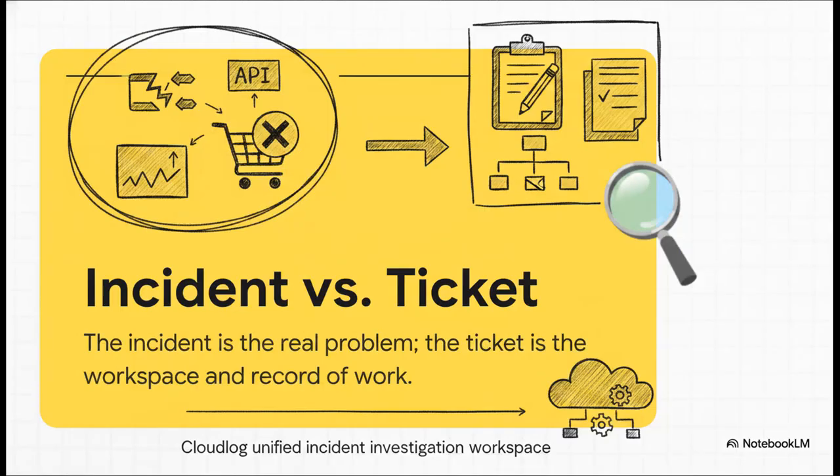To really grasp this paradigm shift, we need to quickly clarify some terminology, specifically incident versus ticket. The incident is the underlying real-world problem. That's the broken API call, the failed checkout, or maybe a weird latency spike. But the ticket? That is the central workspace and the official record of work. We aren't just tracking a conversation anymore. We are building an accountable, data-backed record of the real-world problem.